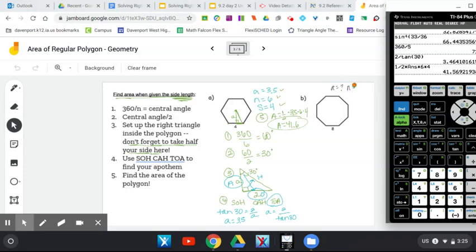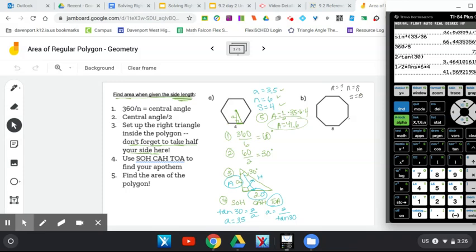N is equal to 1, 2, 3, 4, 5, 6, 7, 8. So N is 8, and S is equal to 8. So we have 8 sides and a side length of 8. So we are going to find the area when we are given a side length.